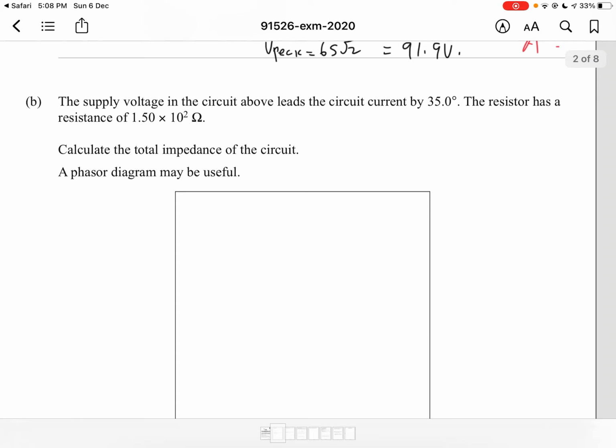Question B. The supply voltage in the circuit above leads the circuit current by 35 degrees. The resistor has a resistance of 150 ohms. Calculate the total impedance of the circuit. We know that the resistor is in phase with the current and the impedance is in phase with the supply voltage. So the circuit is inductive, because the reactance of the inductor leads the resistance by 90 degrees.